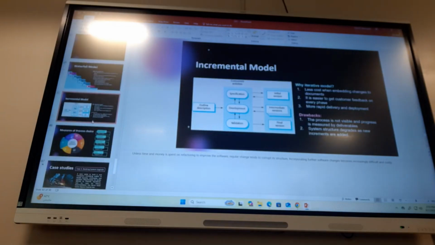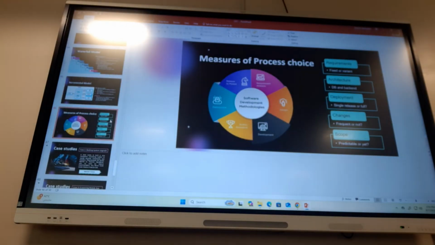So next time we will discuss the measures of how we can choose a process and based on what, and we will also discuss a few case studies. You will see a case study for a system, and you will be able to tell which of these processes would be the best. Do you have any questions on what we discussed today?